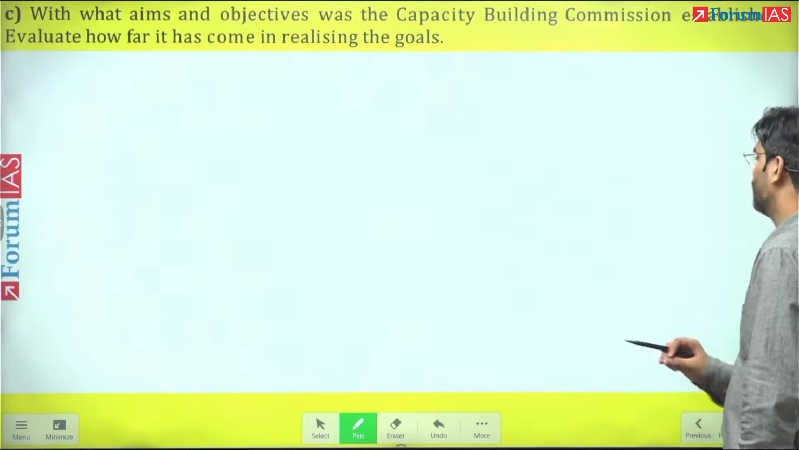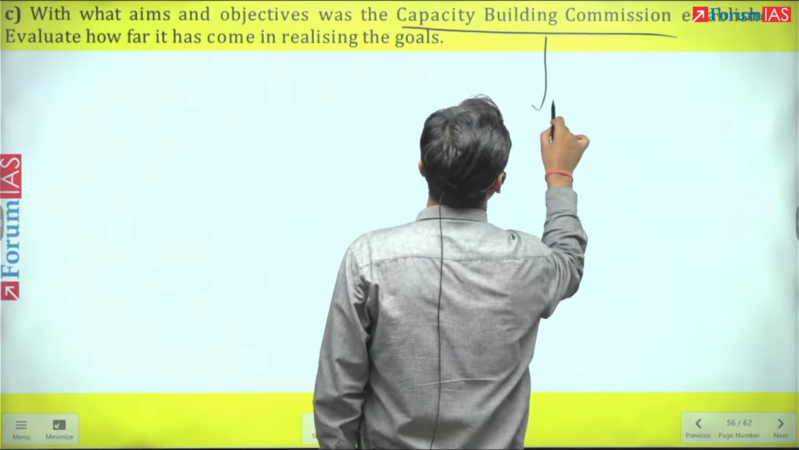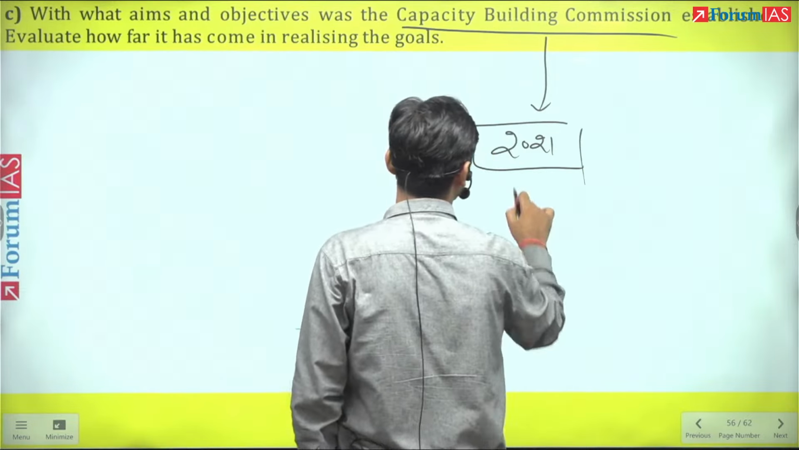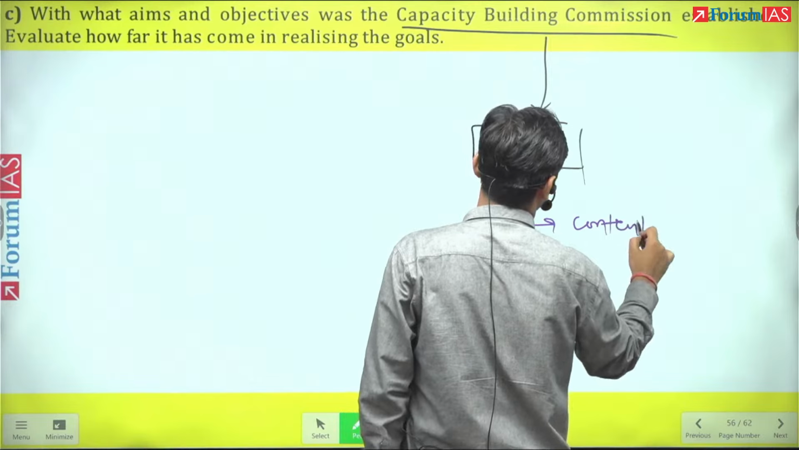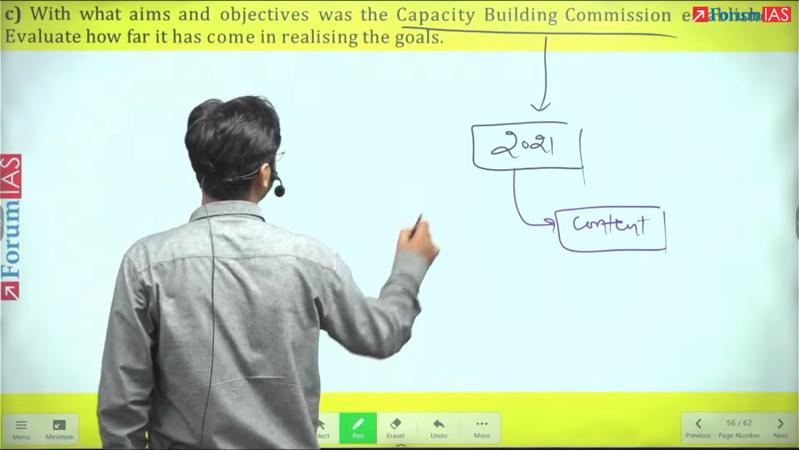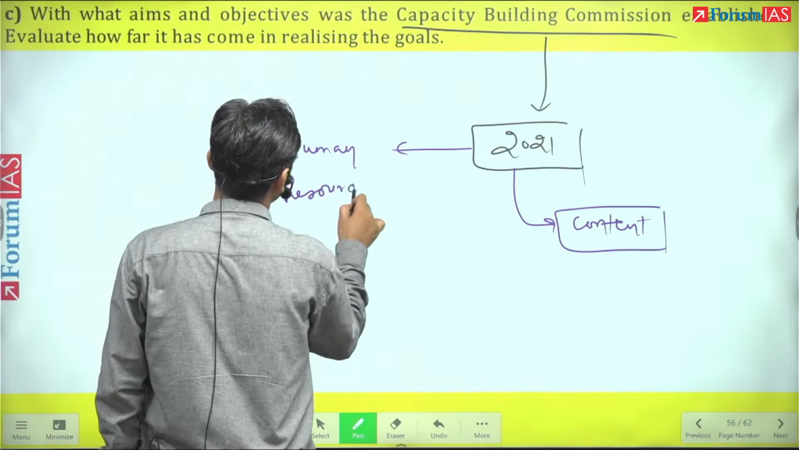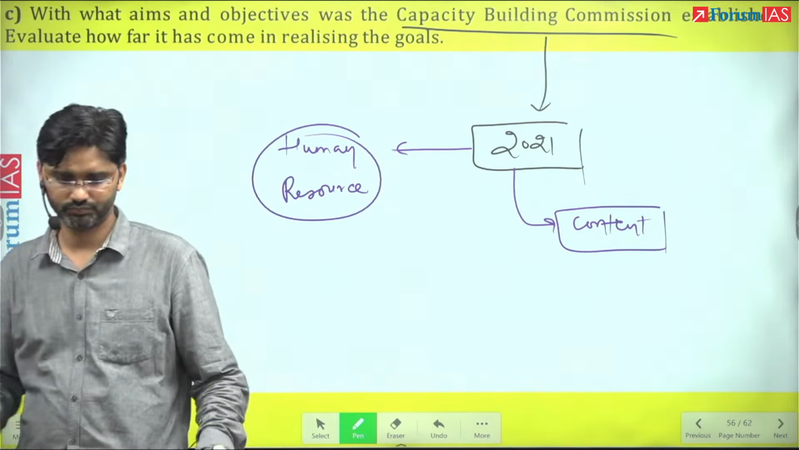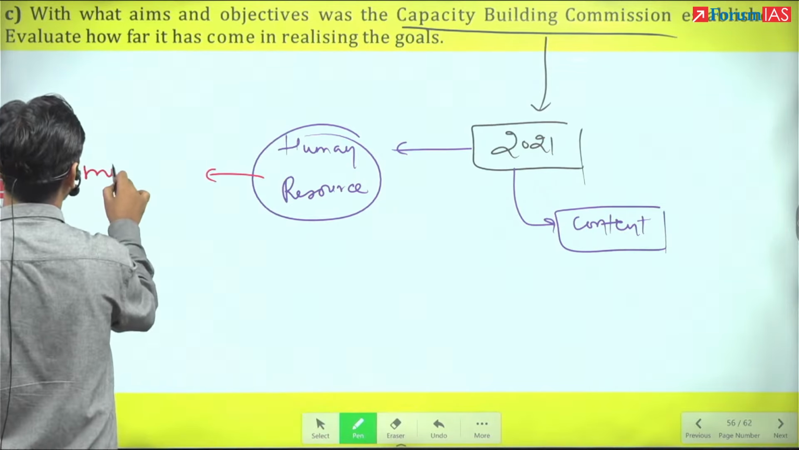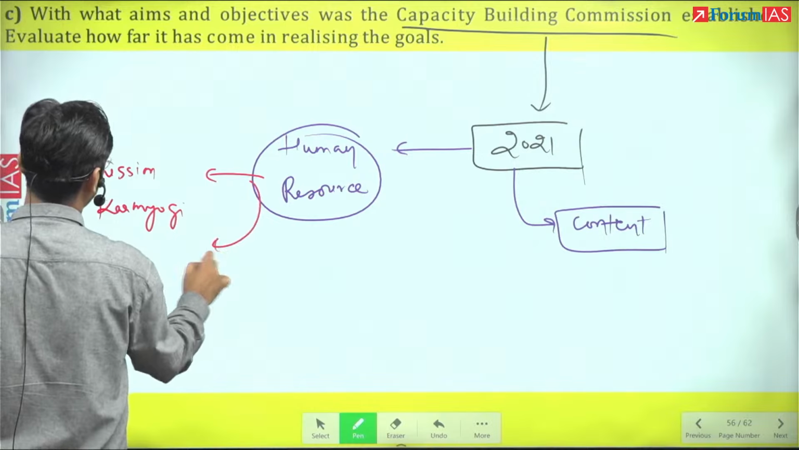Okay. Then come to the question: with what aims and objective was the Capacity Building Commission established? Again, not an easy question when it comes to content. It was formed in 2021. Basically, its main issue is working on human resource, specifically Group A. It is one of the implementing agencies of Mission Karmayogi, or the iGOT platform.